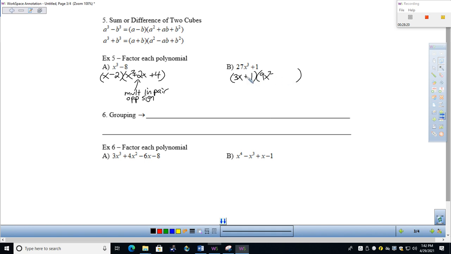On the back end, 1 times 1 is what gives me 1. So that's got to be a plus 1. And then I'm going to follow my little trick from the previous example. Take this times that. So 3x times 1. So that's 3x. And if that's a plus, this has to be a minus. Okay? And by definition, guys, this quadratic is always going to be prime. So you leave it as small linear times the large quadratic. Let's box that guy up. And I'll come over and box this one up.